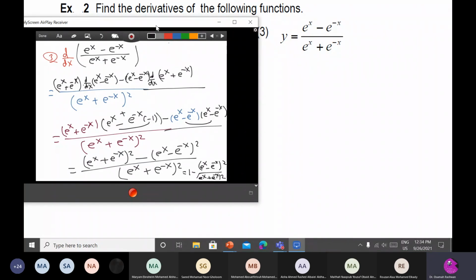If you would like, this is exactly like what? Like if I have 3 minus 5 over 3. You do it like that. 3 over 3 minus 5 over 3. So this one will give you 1. This is what I have done over here. Okay.